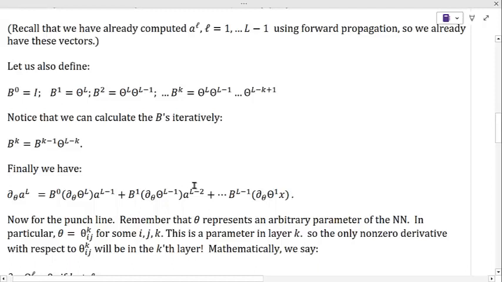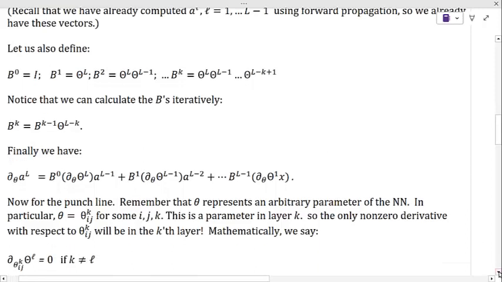So it seemed like we had a really complicated expression with a lot of terms. But every time I compute a derivative with respect to one neural network parameter, I've only got one term. Of course, this one term involves a matrix multiplication, but still, it's much simpler than taking a sum.